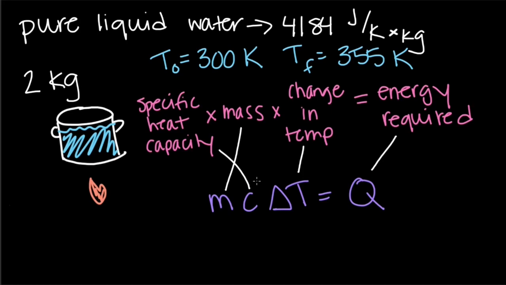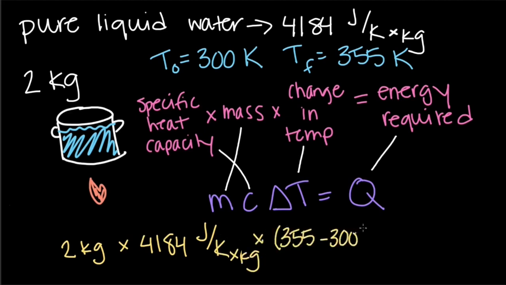Let's go ahead and put our values in here. The mass, specific heat capacity, and the change in temperature. As always, we can use our units to guide us. Specific heat capacity has a unit of joules per Kelvin per kilogram, and we're multiplying by mass that has a unit of kilograms, so those kilograms will cancel out. We're also multiplying by a change in temperature, which is measured in Kelvin, and so that will also cancel out, leaving us just with joules, which is energy, just like we want. In this case, if we multiply this together, we would find that the energy required would be 460.24 kilojoules.